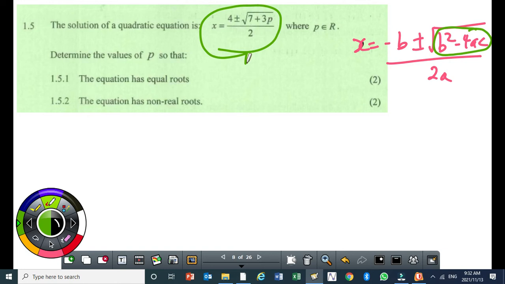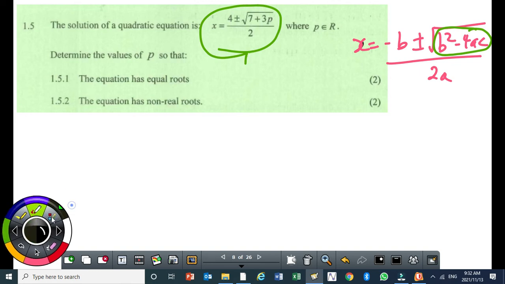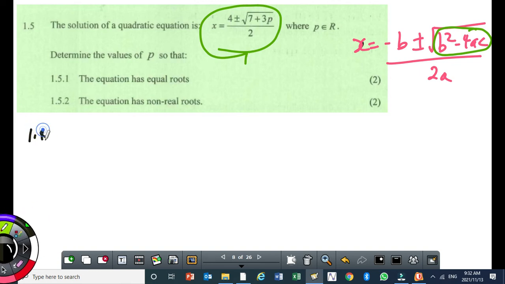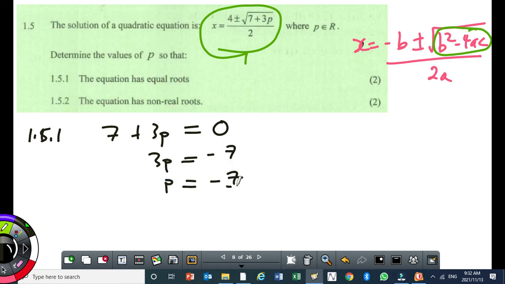Right? So the first question here says determine the value of p so that the equation has equal roots. Now, for it to have equal roots, it means the discriminant must be equal to 0. So all you have to do is extract the discriminant, 7 plus 8p, and equate that to 0. Then 8p equals minus 7, so p is going to be minus 7 over 8. And then we're done. It's so easy.